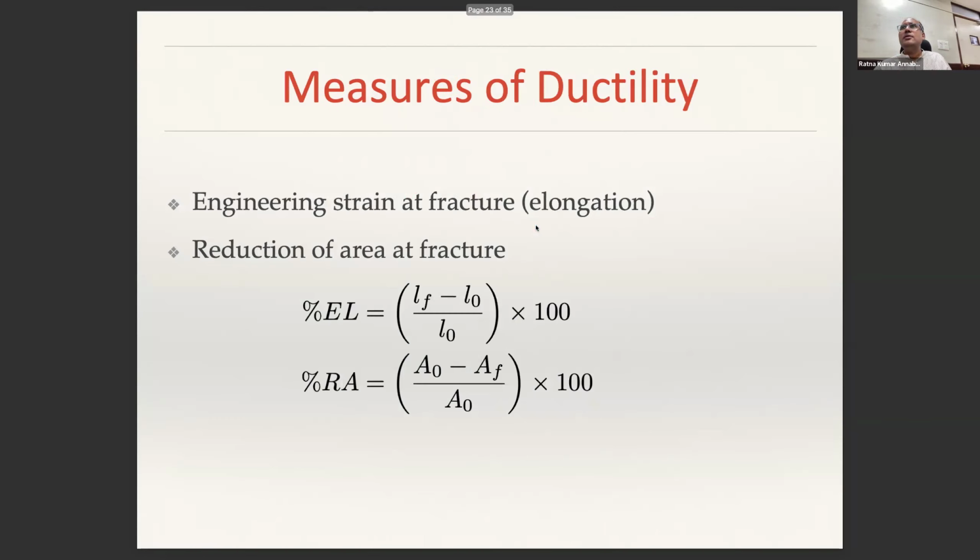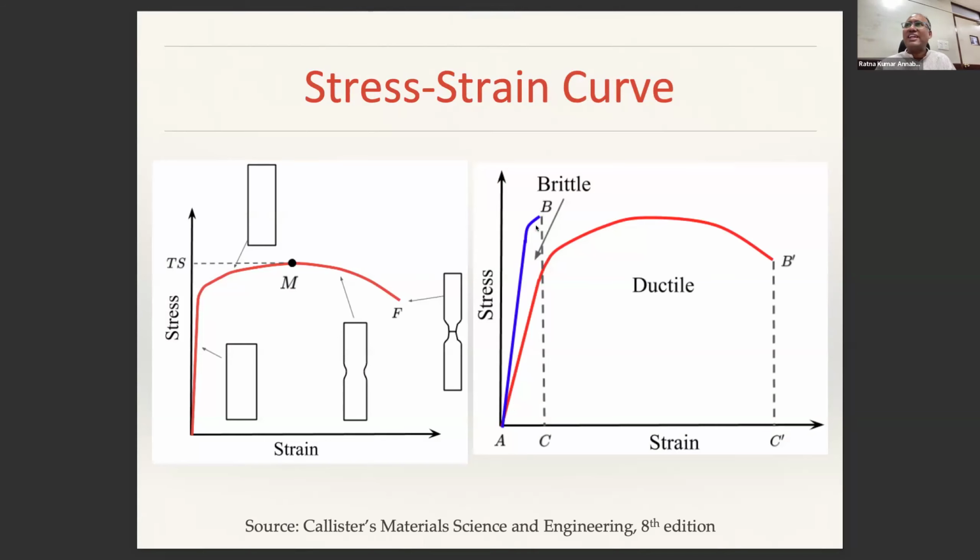Okay. So, the measures of ductility. If you have a ductile material, how do we measure the ductility?